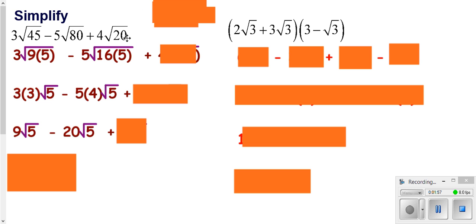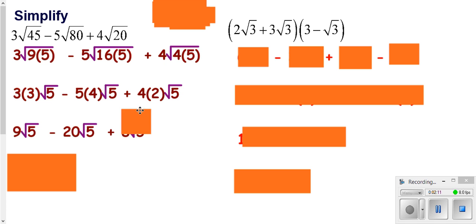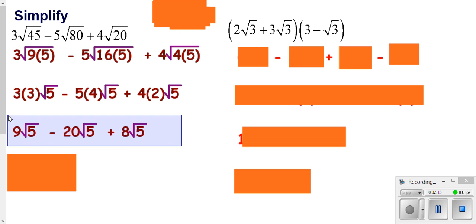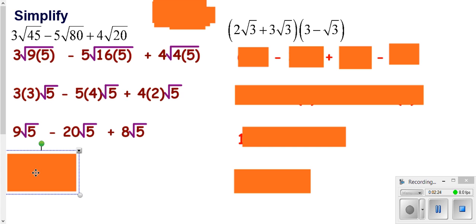Same idea over here with my square root of 20. 20 factors that are perfect squares would be a 4 and a 5. Still that 4 in front like I had before, but the square root of 4 is 2, still with that root 5, gives me 8 of the root 5s. Now you notice at this point, all these have the same roots. So we have 9 of the root 5s, we're taking 20 of the root 5s away, and we're adding 3 of the root 5s, and well, that's just a total of negative 3 of those root 5s.